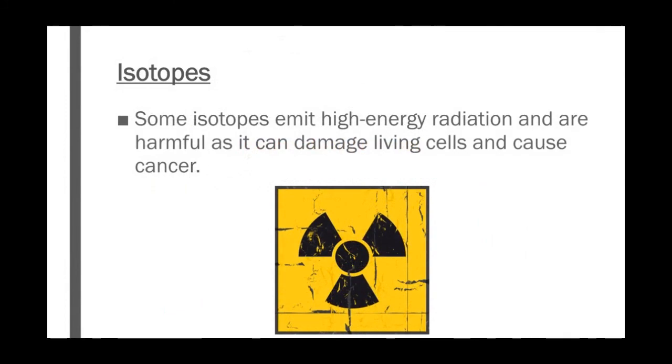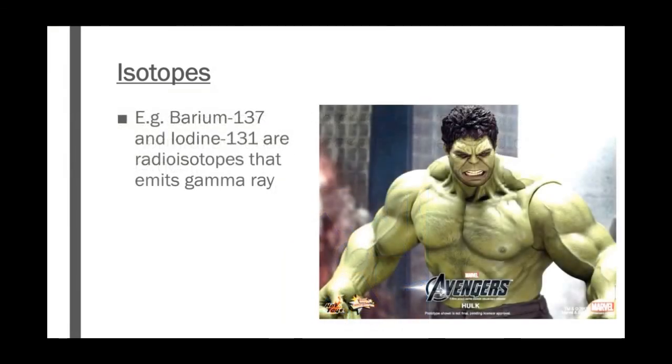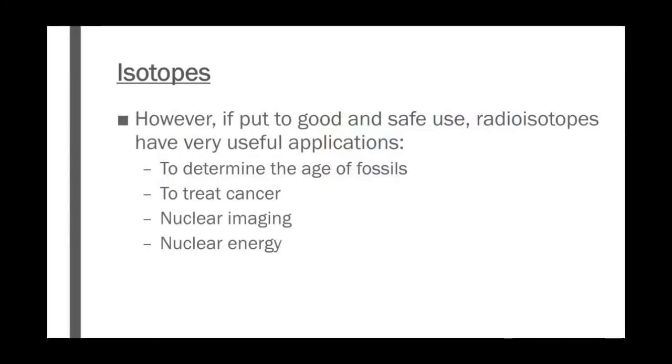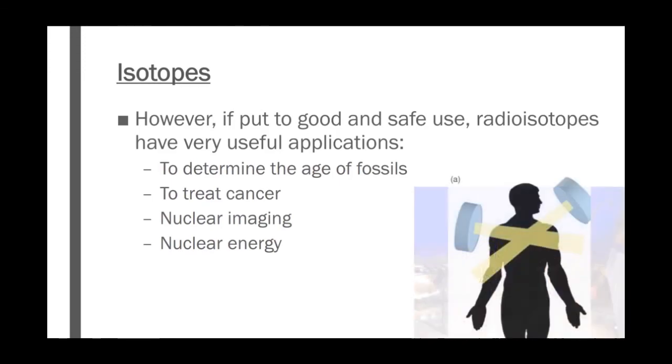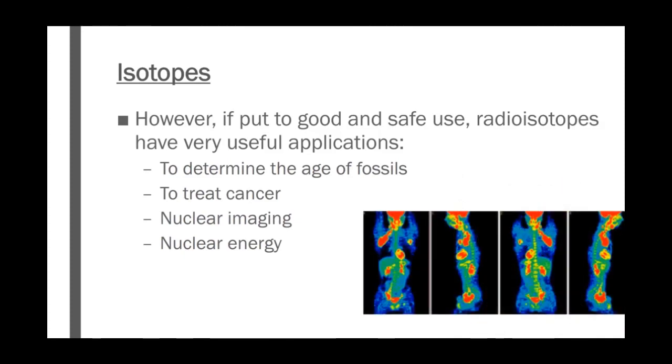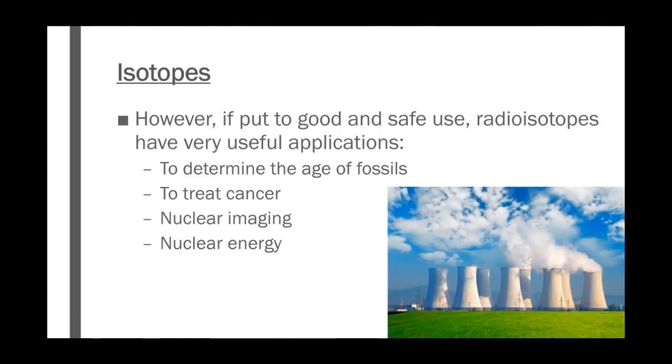Now, some isotopes can emit high energy radiation and are harmful as it can damage living cells and cause cancer. For instance, barium-137 as well as iodine-131 are radioisotopes that emit gamma rays. Obviously it's not going to make you become the Hulk, but they are able to release high energy radiation. But if you were to put it into good and safe use, radioisotopes actually have very useful applications. For instance, it can be used to determine the age of fossils, to treat cancer, for nuclear imaging, and for nuclear energy. All these are just a few applications of isotopes if you were to use them correctly.